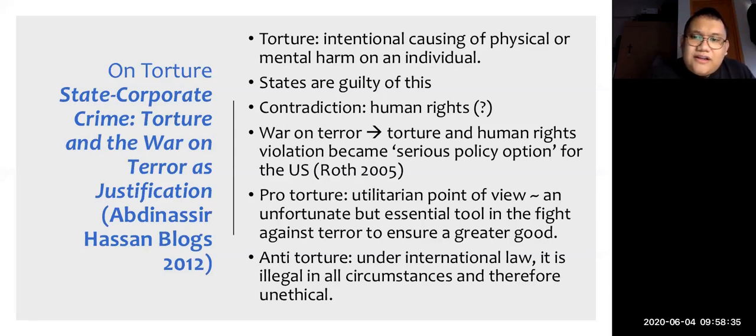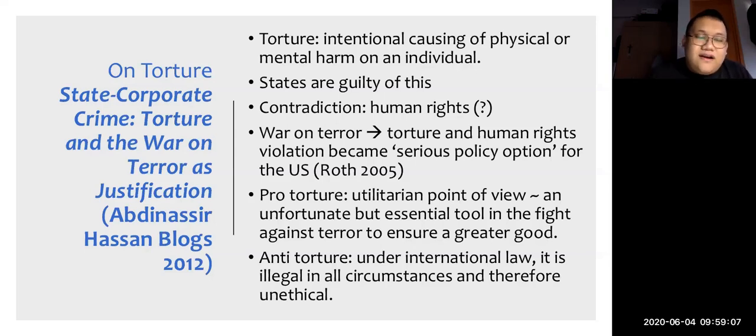And the number one contradiction, of course, is to human rights. Okay? Sabi ni Roth, isang international policy scholar, no? Torture and human rights violation became serious policy option for the US. So this is sabi ko, no? It is odd that US, one of the members of UN, ratifies, is in agreement that torture is something that should not be done.